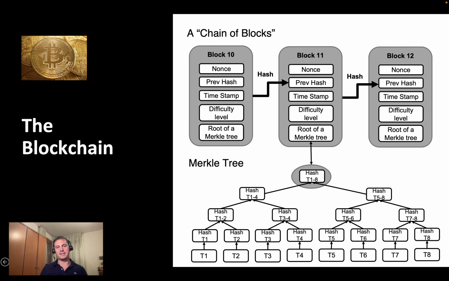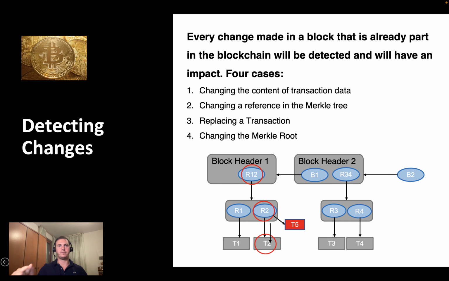At the end, the hash of T1,4 will be combined with the hash of T5,8 and hashed, and they will create the hash T1,8. And this can work if you have 8, 16, 32, 2000, however many you have. This is the way you create a Merkle tree. And the final hash will be the value that appears in the respective block.